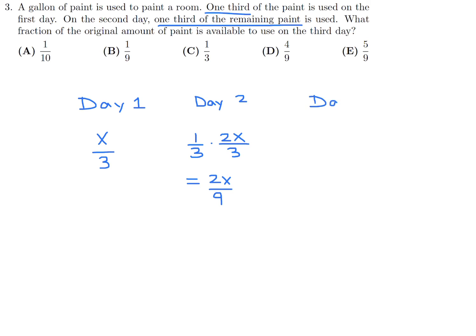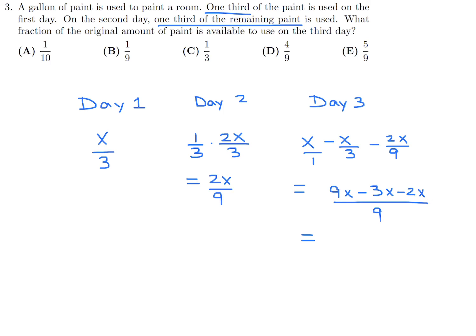Now day 3 is what is remaining. So initially, of course, we had the full amount, which is x. We've already used x over 3 for day 1, and we used 2x over 9 for day 2. And then now we do the math. Let's see here, common denominator will be 9, so we get 9x minus 3x minus 2x all over 9.